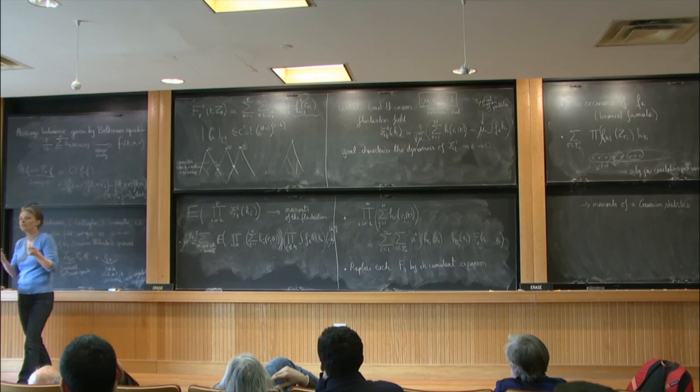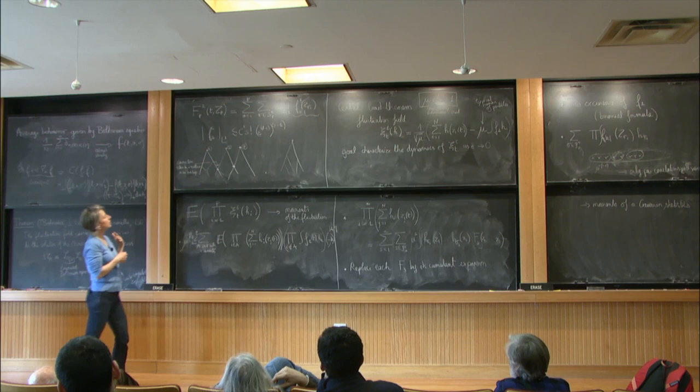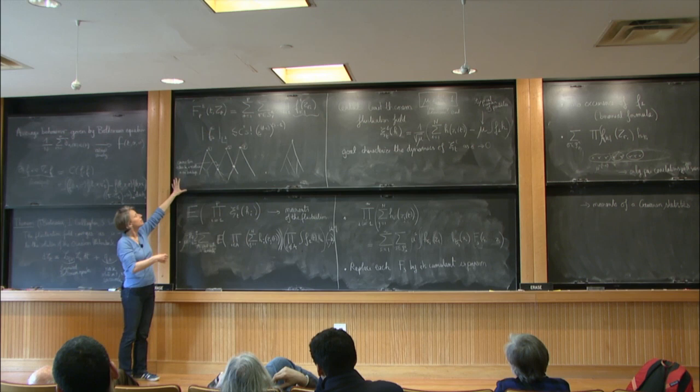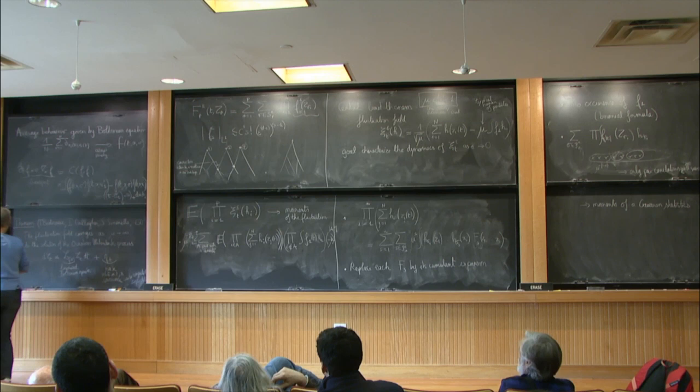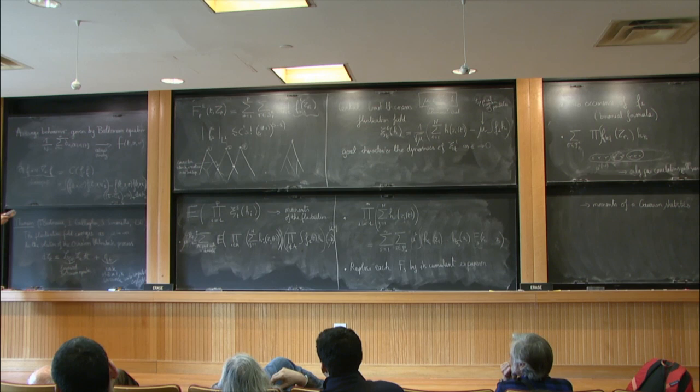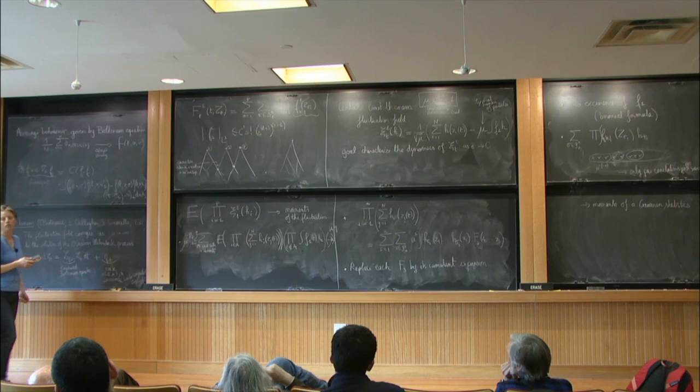There is something that I will not tell you today, but actually we can do much better. As the next step, we can use all these cumulants, all this very precise information, to get some large deviation results. But it's even more complicated, so I will not tell you about that today. It's important to see that with this very precise description of cumulants, you can have much more information about the system.